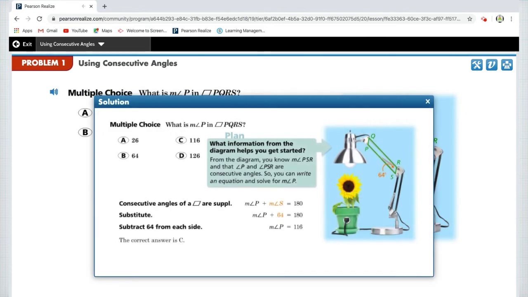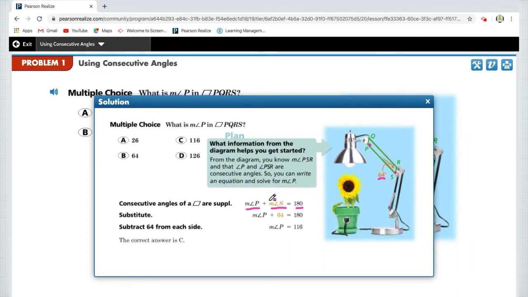Okay, so here we know that consecutive angles in a parallelogram are supplementary. Since we are asked for the measure of angle P, angle P is supplementary to the given, which is angle S. And angle S measures 64 degrees. So here, consecutive angles in a parallelogram are supplementary, meaning angle P and angle S are equal to 180.